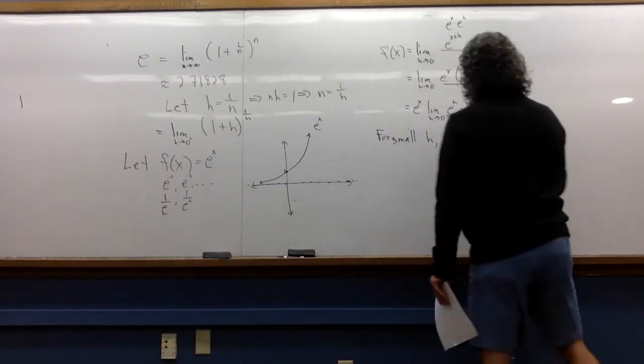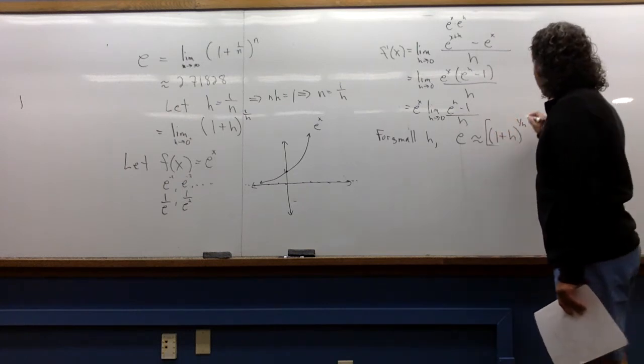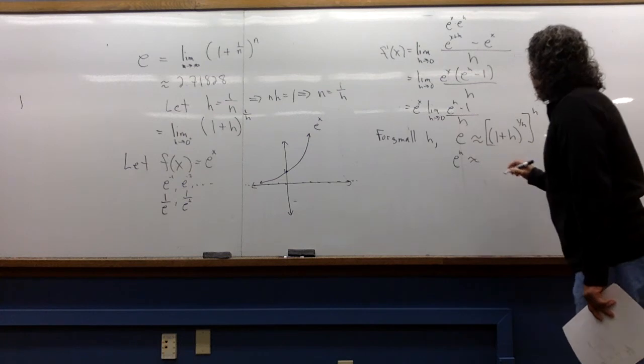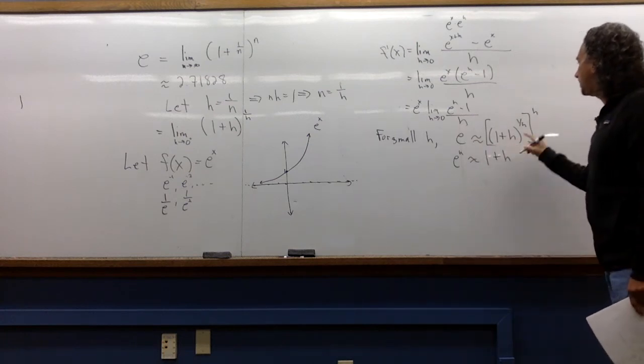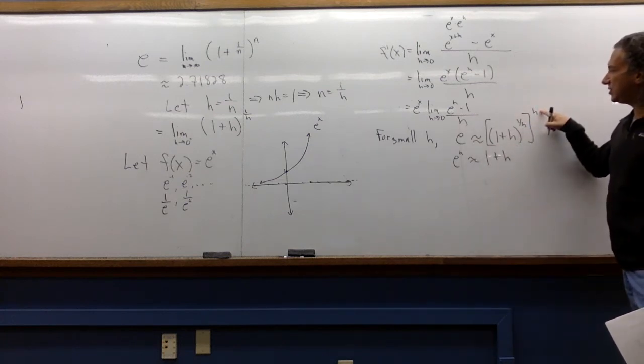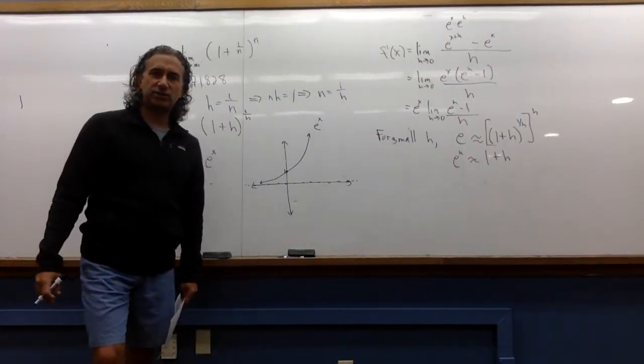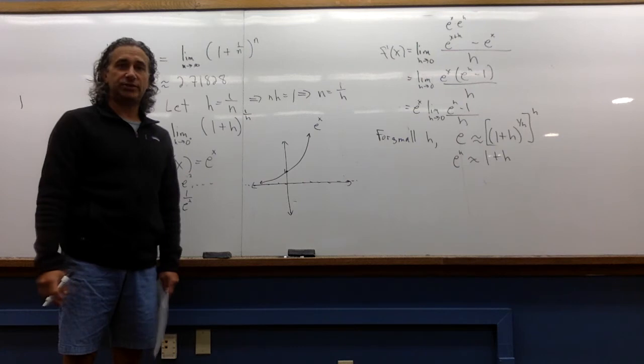Well, if this is true, then I can raise both sides to the h to get that e to the h is approximately 1 plus h, since 1 plus h to the 1 over h, times h, is just 1. So e to the h is approximately 1 plus h for small h.